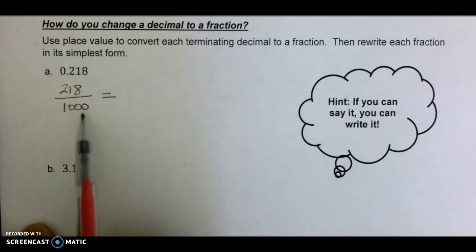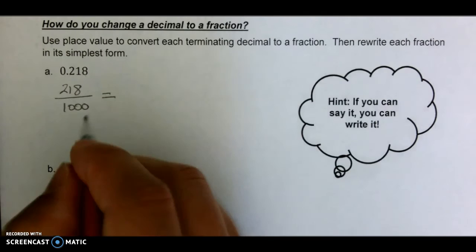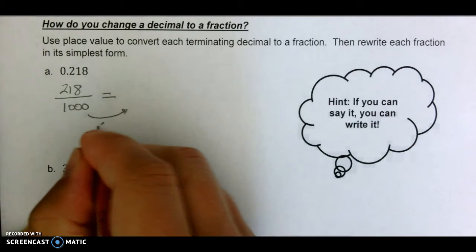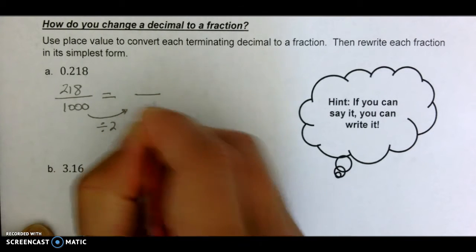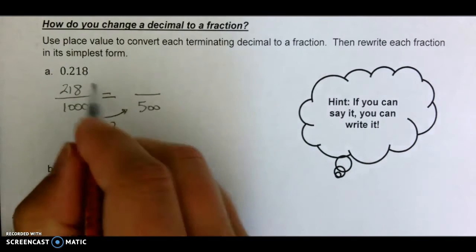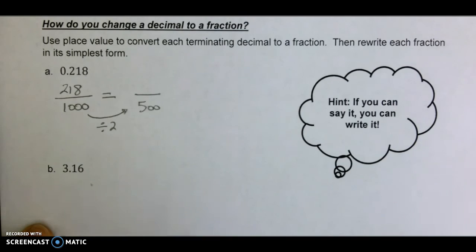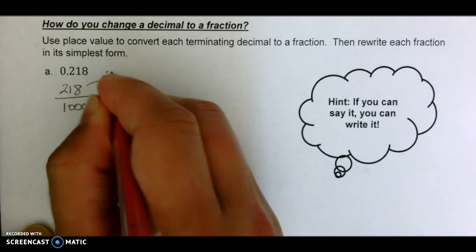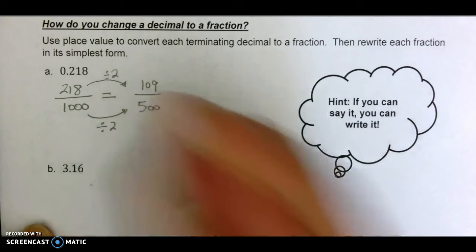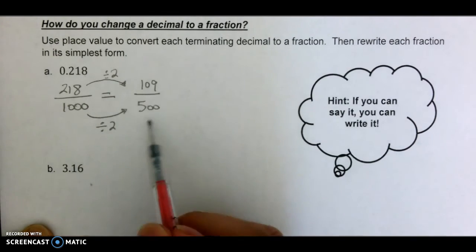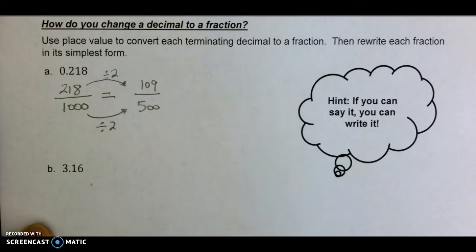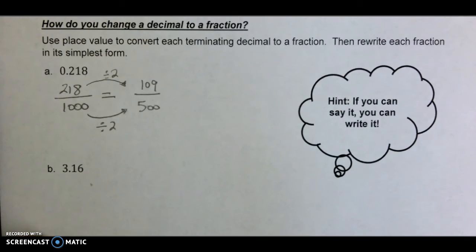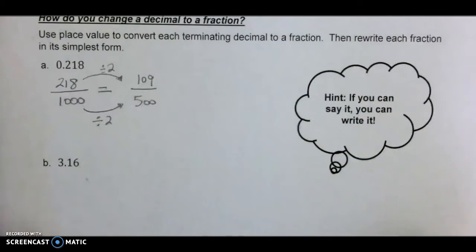I see that both of these numbers are even, and so I'm going to divide them both by 2. So I'm going to start by doing 1,000 divided by 2. That's going to give me 500. And then I'll do the same thing up here in my numerator, 218 divided by 2. And that's going to give me 109. I'm then going to check these numbers and see if I can keep simplifying. In this case, though, I can't. So the simplified version is going to be 109 500ths.